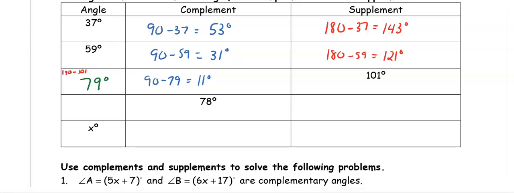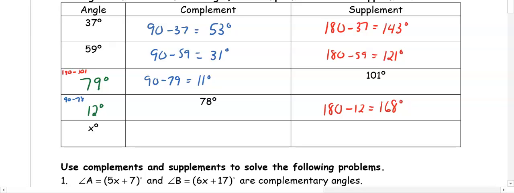So if we know the complement, we're going to take 90 minus the complement. We get our angle is 12 degrees. Then we can take the angle and subtract from 180. So 180 minus 12 is going to get us 168 degrees.